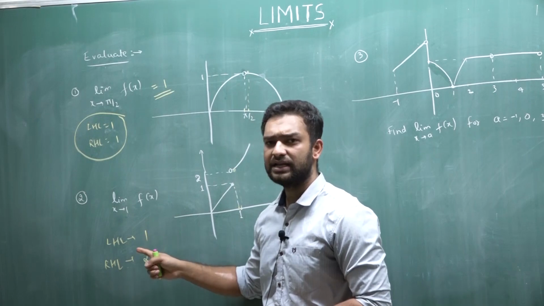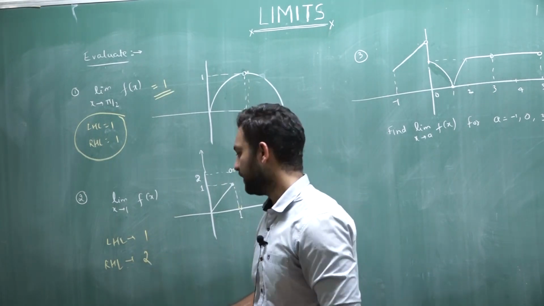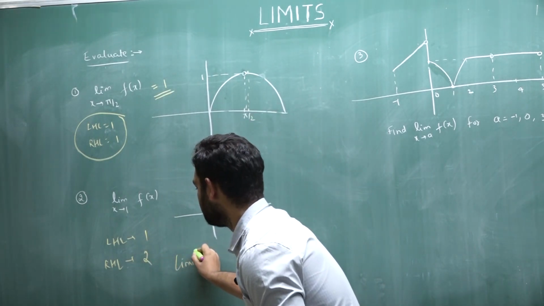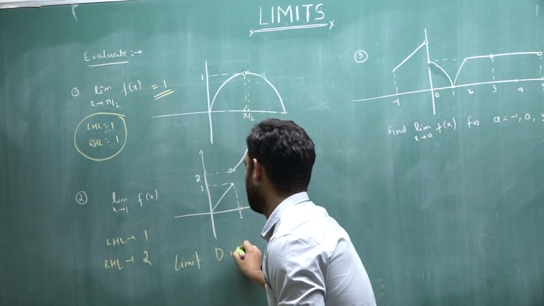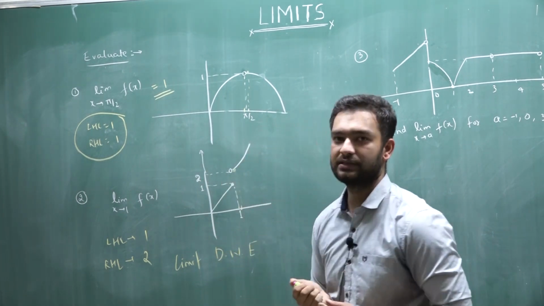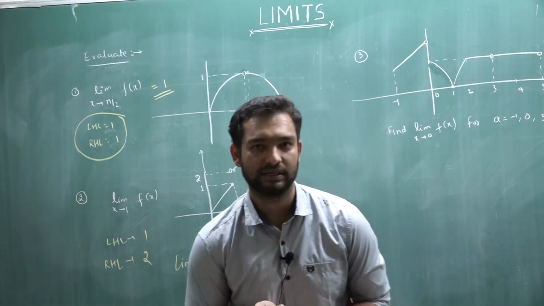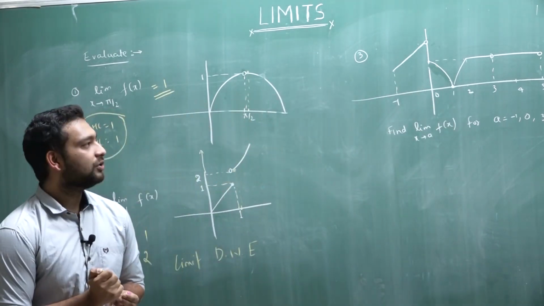Left hand limit is not equal to right hand limit. That means the limit does not exist. The limit will not exist. Okay. Moving on to the next question.